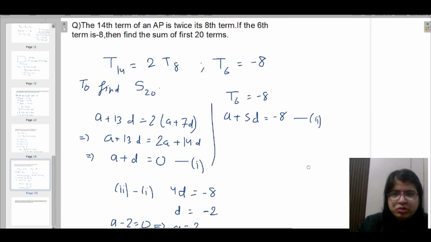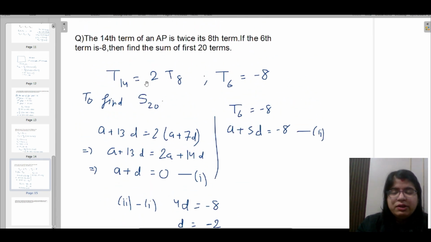So what we have done here, students: T14 is given, the relation between T8 and T14 is given, which is T14 is equal to twice of T8. So we have substituted the value. T14 is equal to a plus 13d. T8 is equal to a plus 7d. Then T6 is given as minus 8, so a plus 5d is equal to minus 8. So we got the two equations. Then we found out the value of a and d. And then in the formula of Sn we put the value of a and d, and then we got the answer.